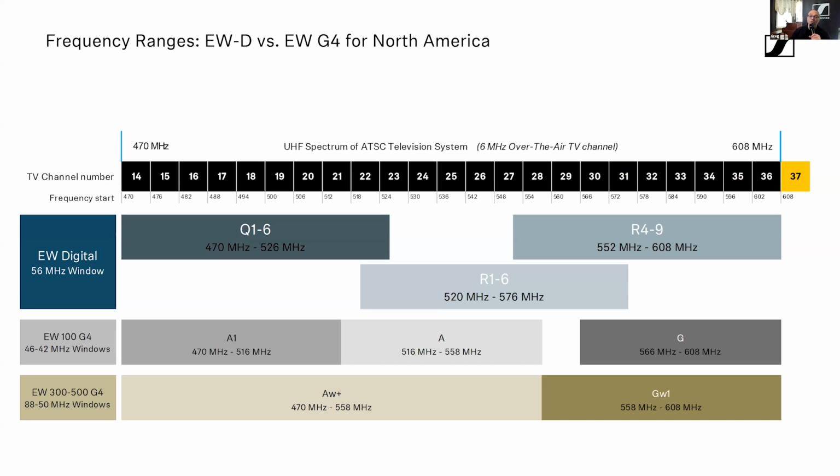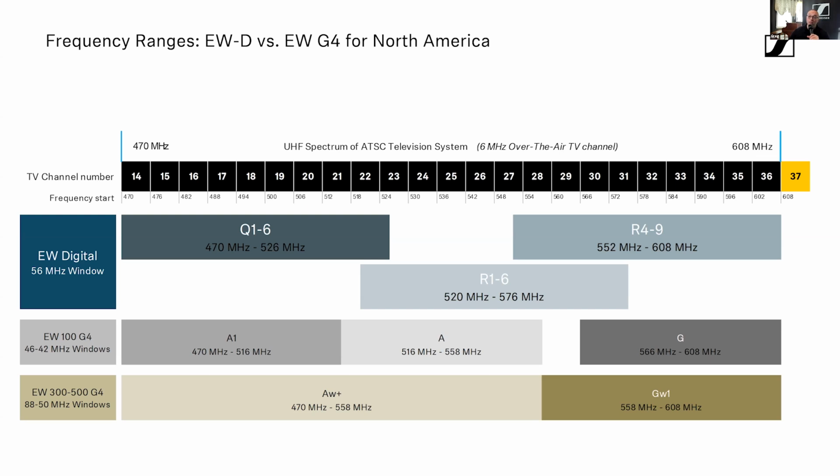And it is a little bit smaller than the 300-500 series from G4, which goes all the way up to 558. Now, do keep in mind, even though we're giving you less bandwidth than the 300-500 series, we're at the price point of the 100 series, and you can still get drastically more channels in that bandwidth in the Q1 through 6.